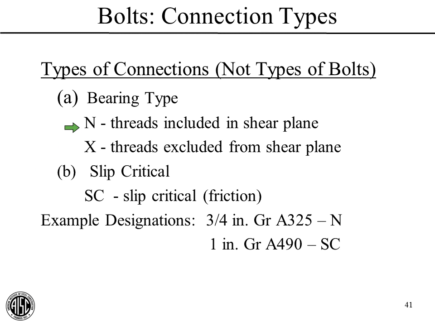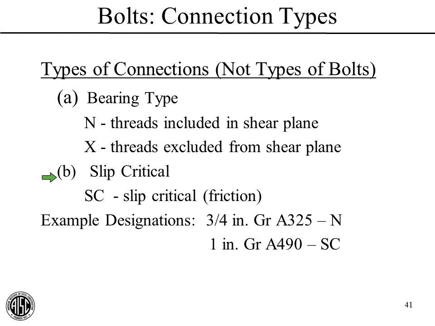So the bearing type connections: with that kind of connection, the bolts bear on the inside of the holes, so we're transferring the shear by shear stresses in the bolts. We have N type, in which the threads are included in the shear plane and have a weakening effect. Or we have X type, where the threads are excluded from the shear plane. So then the shear plane is at the clean shank away from the threads.